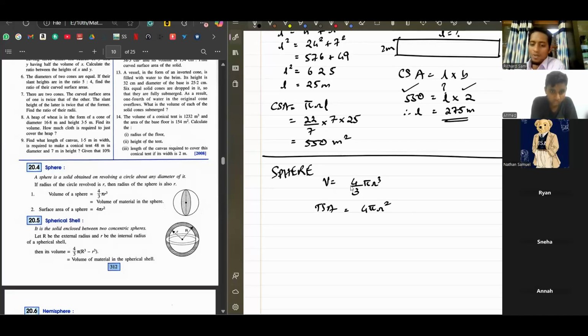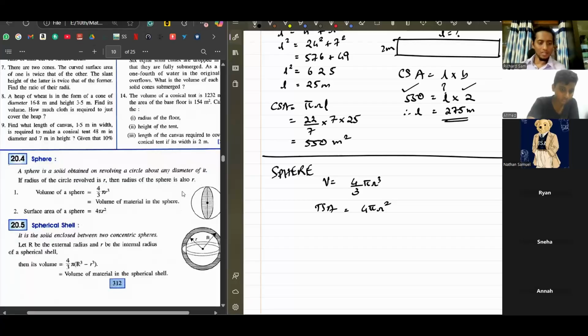Okay. Volume is 4 upon 3 pi r cube. Total surface area is 4 pi r square. It's 4 times the area of a circle with the same radius. You see that? If a circle had the same radius, it would be pi r square, and this is 4 times that. So just remember that much.